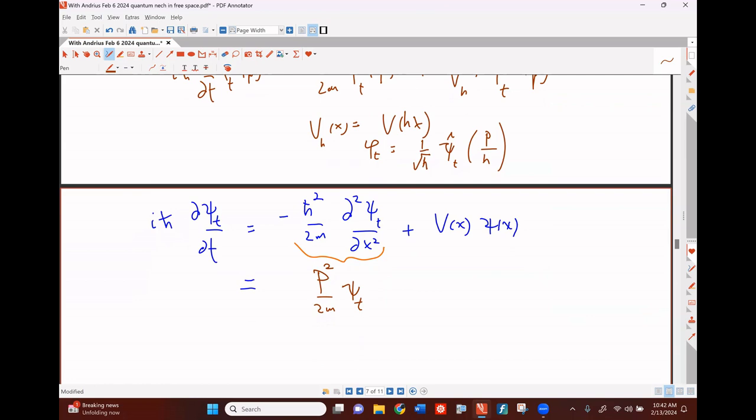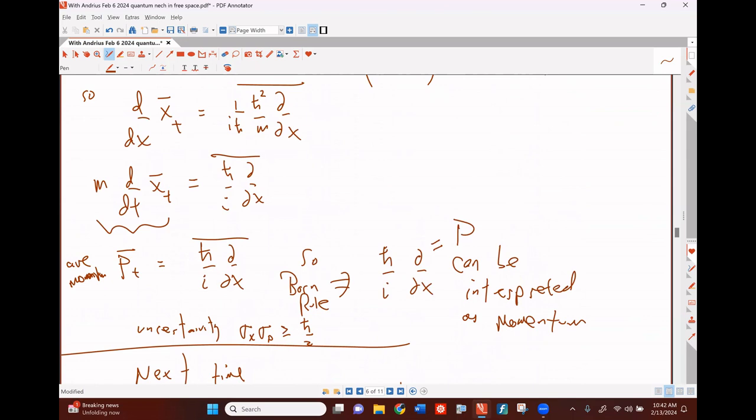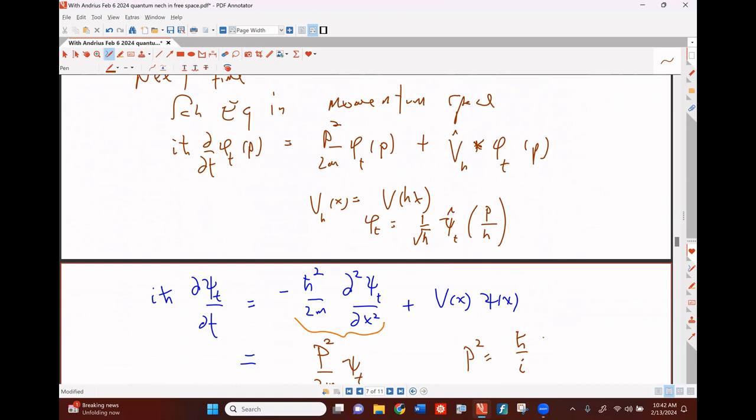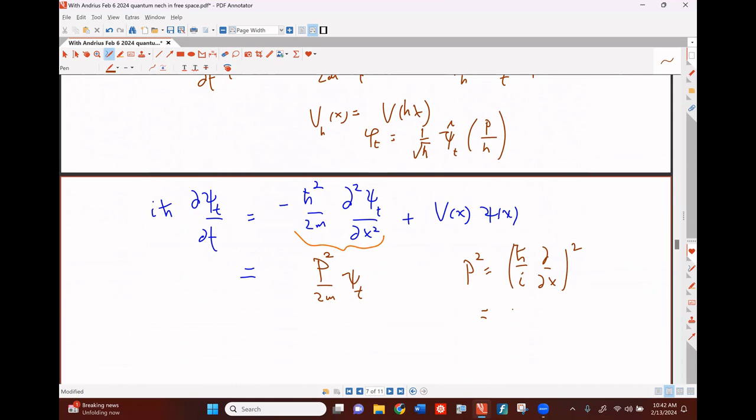Yeah, because p squared is equal to, what is the momentum operator? h bar over i d/dx. So p squared is h bar squared over i squared d squared dx squared, so it's negative h bar squared. So it's another way of writing the Schrodinger equation with the momentum operator. And then you don't have the partial with respect to x; that's already built into the momentum operator.